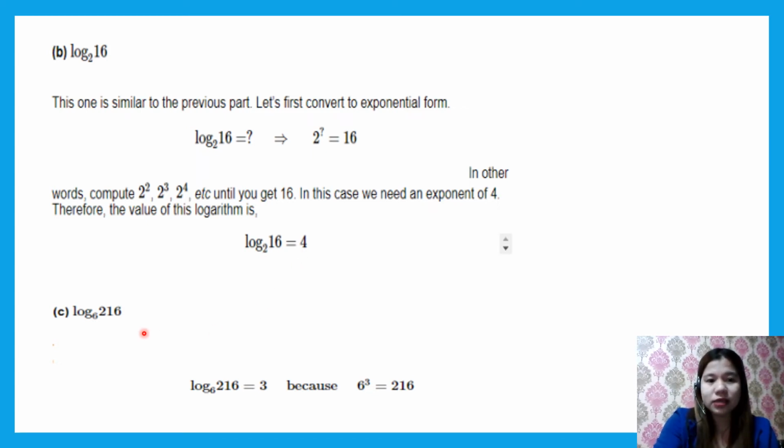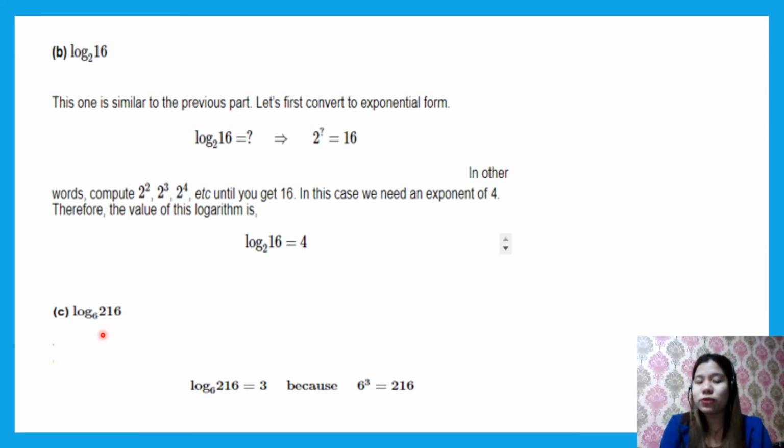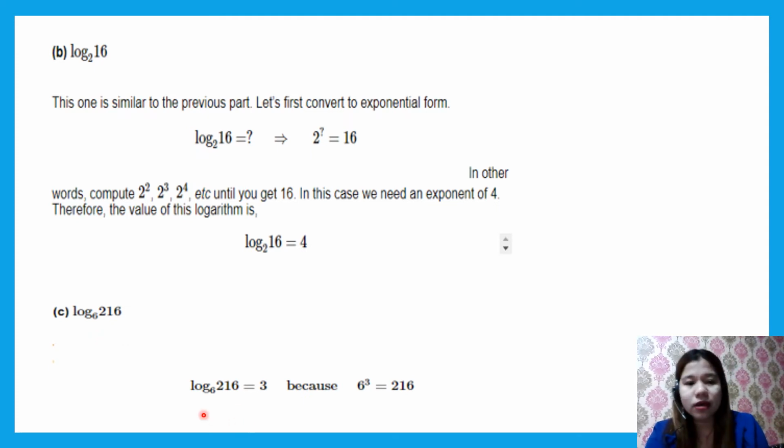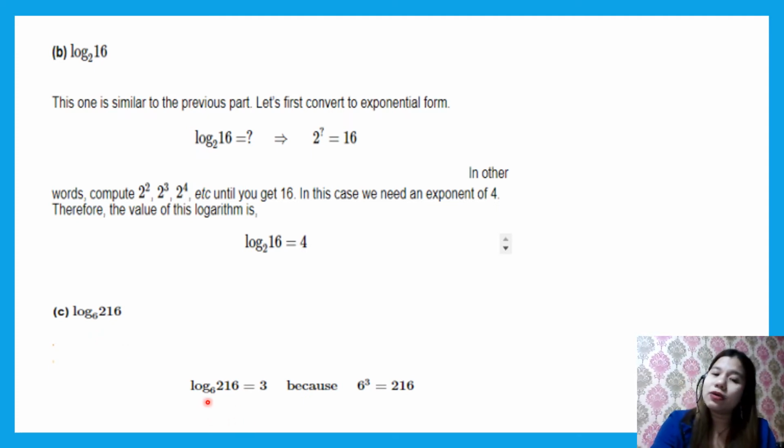Okay? Next. So, logarithm of 216 with a base of 6. So, ilang beses yung multiply yung 6 para maging 216. So, 6 times 6 is 36. Dalawa na yun. 36 times 6 is 216. So, bali 3. Okay? So, we have here logarithm of 216 with the base of 6 is 3.